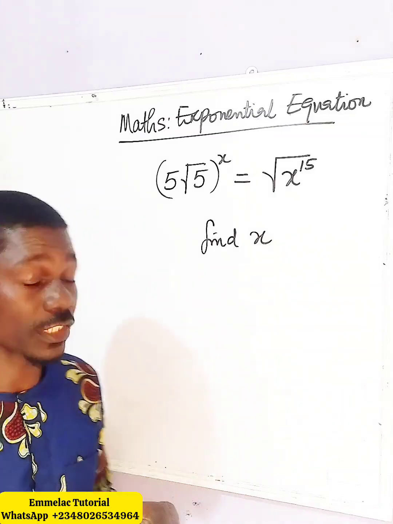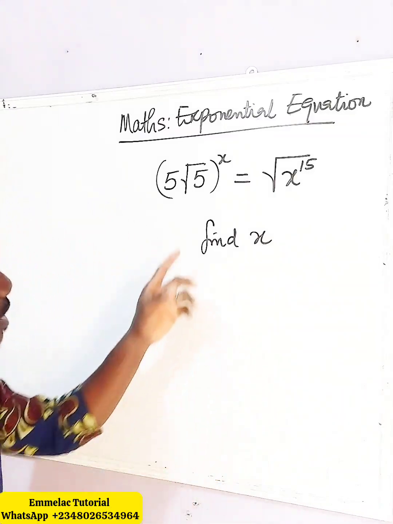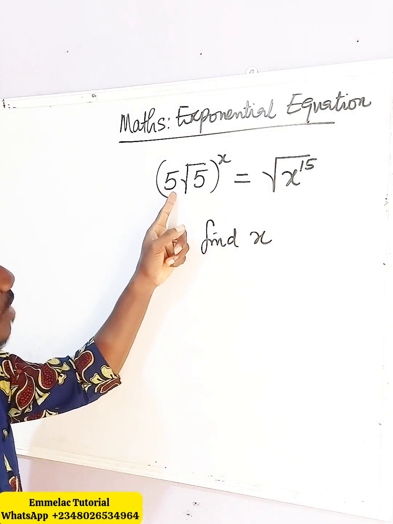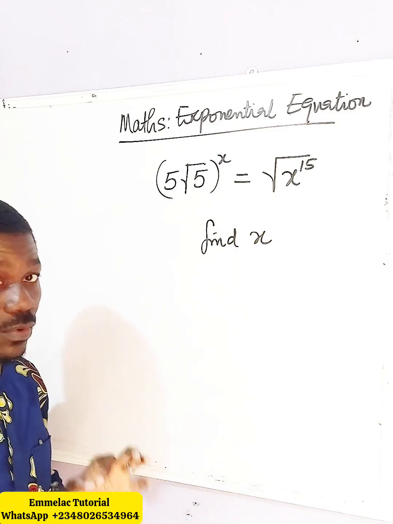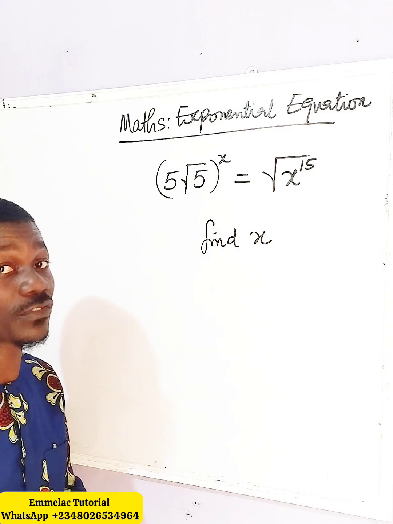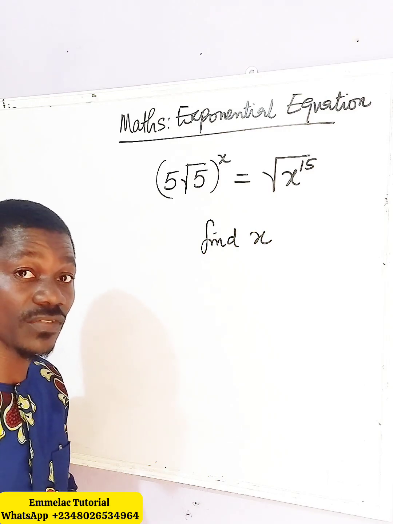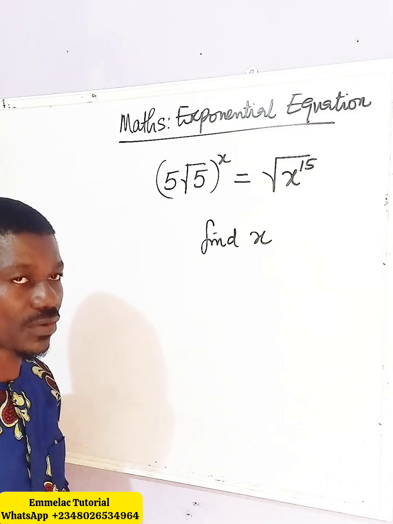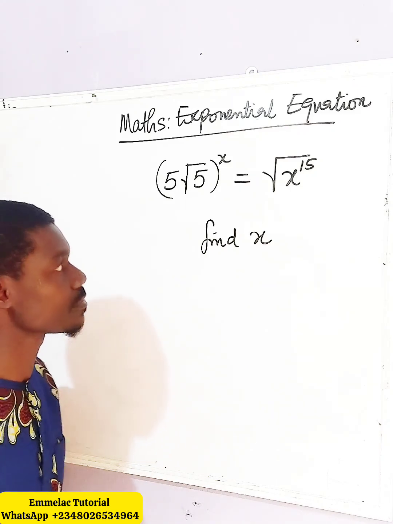Now let's look at this exponential equation: (5 root 5) all raised to the power of x equals the square root of x raised to the power of 15. We are told to find the value of what? x. Alright, so how do you go about it?